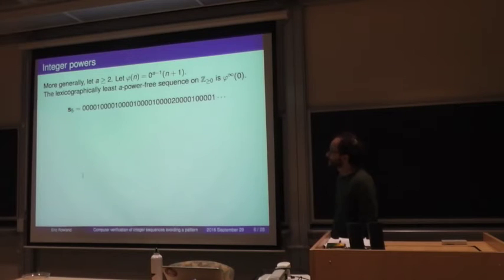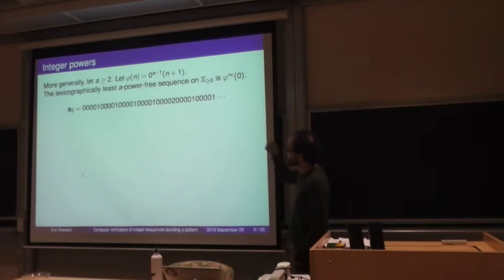So what about other powers? Let a be some integer greater than or equal to 2. It turns out that the lexicographically least a-power-free word, so cube-free word or fourth-power-free word, is also given by a very similar morphism, where instead of just 0 followed by n plus 1, we have a minus 1 zeros followed by n plus 1. So here's the lexicographically least fifth-power-free sequence, for example. And it's a fixed point of this morphism that just sends n to 0 to the a minus 1 with an n plus 1 on the end.